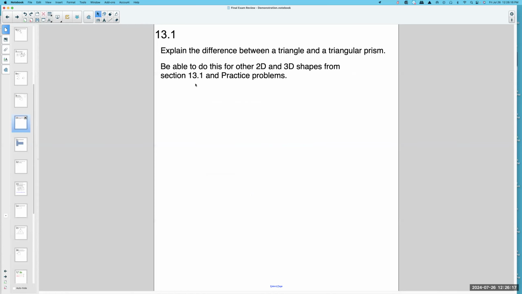Okay, 13.1, explain the difference between a triangle and triangular prism. So mainly you're going to want to look at section 13.1 in the practice problems for this. Basically, I'm looking for 2D and 3D differences. Okay.